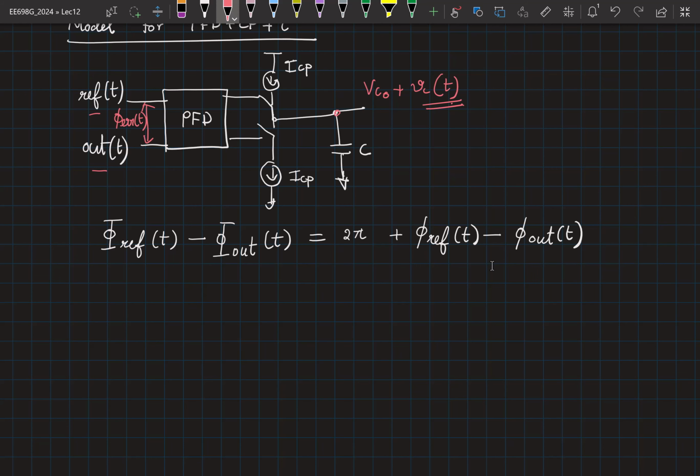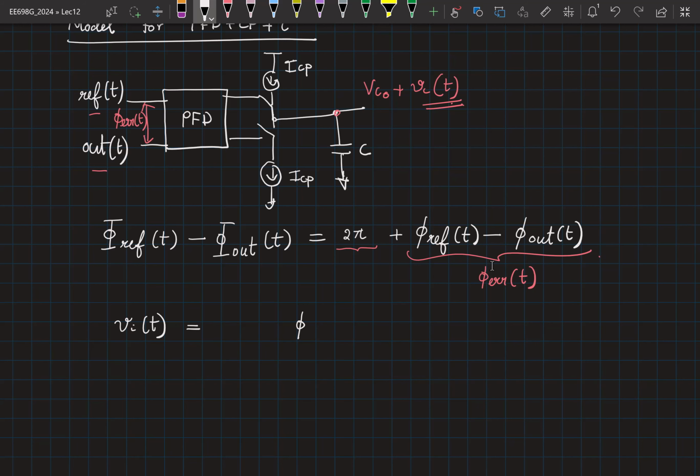Is the PFD responding to this constant 2 pi? No, right? The PFD is detecting only the small signal phi ref of t minus phi out of t. So this is the phi error of t for the PFD, the small signal model. Now let's see how to relate this to Vc of t.